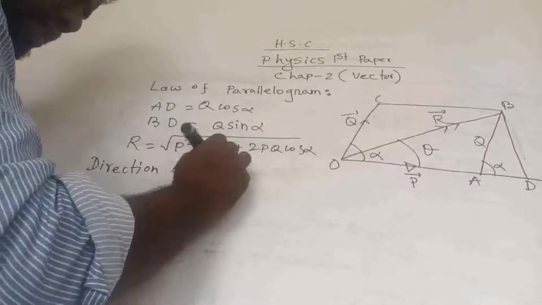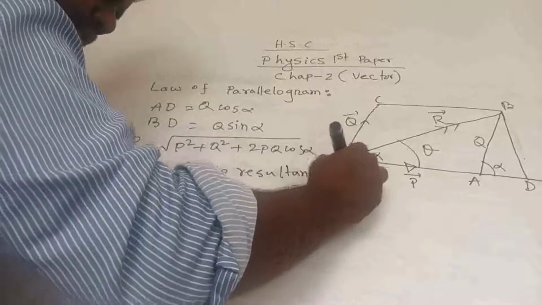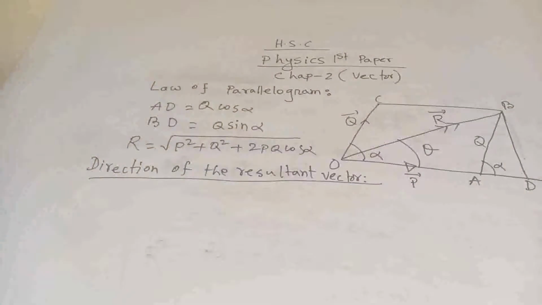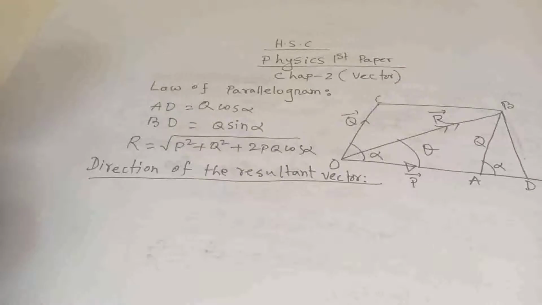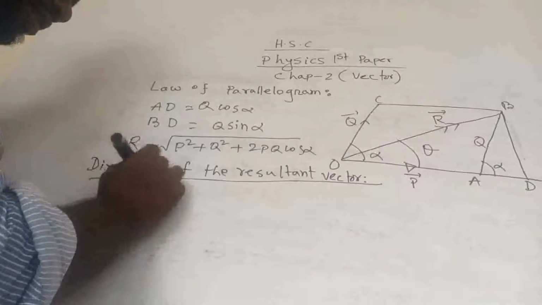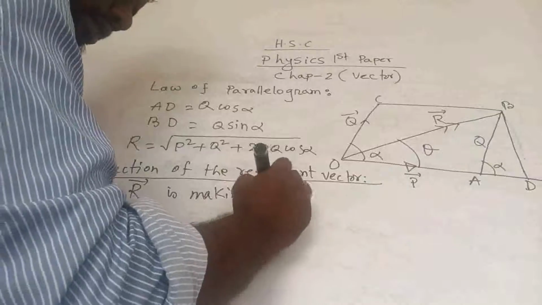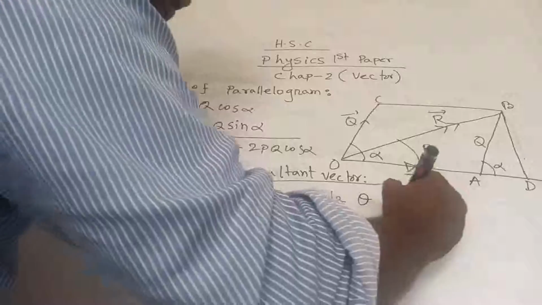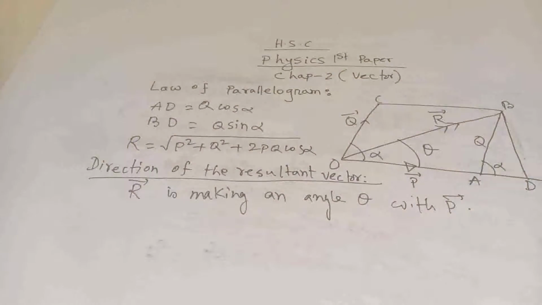of the resultant vector. The direction of the resultant vector. What we have seen, the direction means the angle. So we can see the resultant R vector is making an angle theta with the P vector. So our duty is to calculate theta.